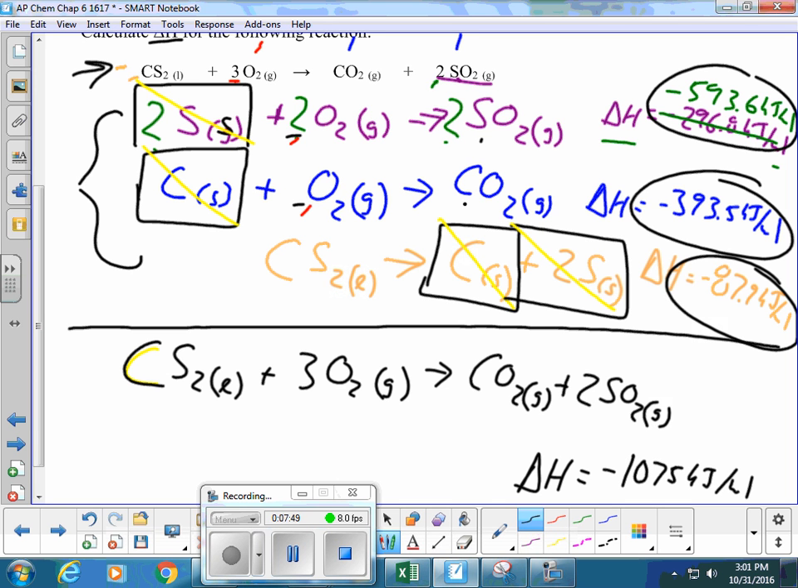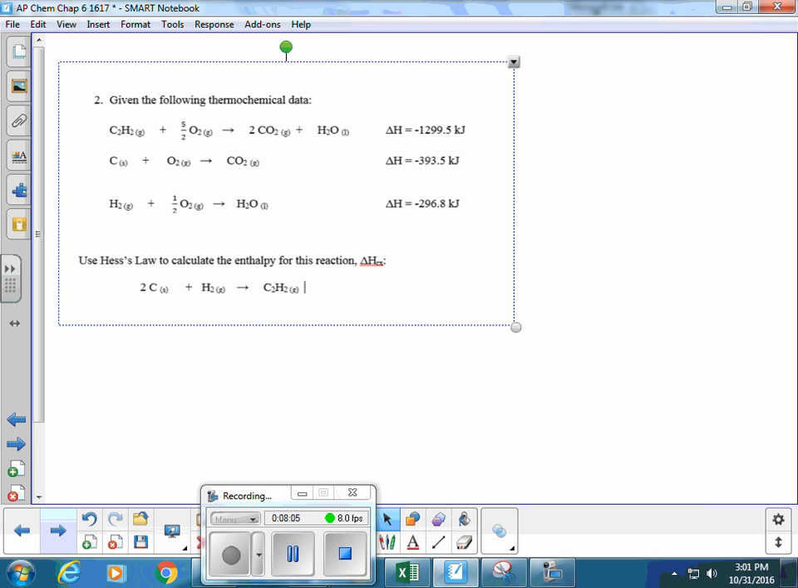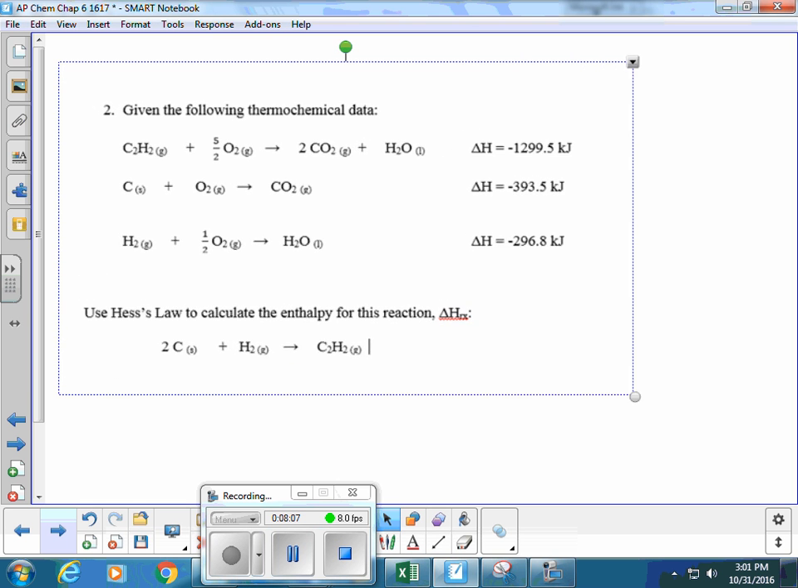Jump ahead, I've got another problem here. That's looking really small. See if I can enlarge that for you. It's looking maybe a little bit blurry, but I'm going to try and use this one here for you. Okay, we've got the same thing here.